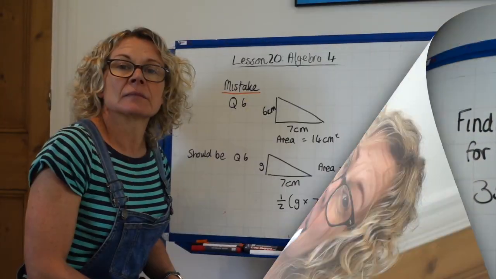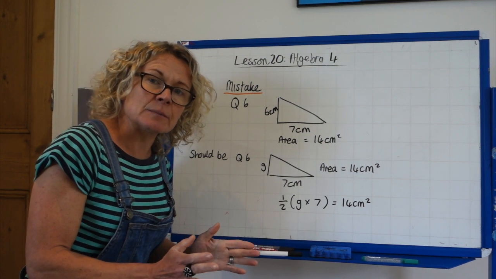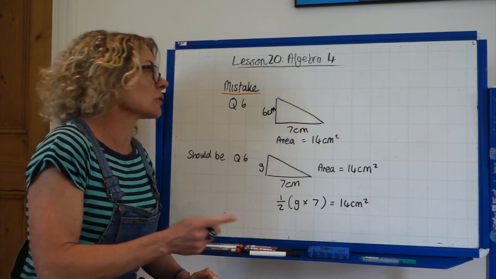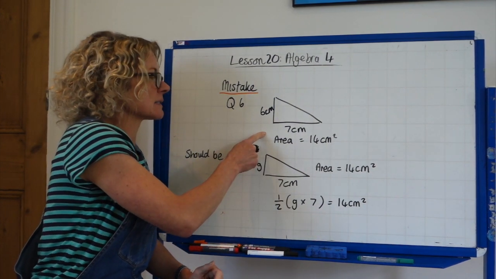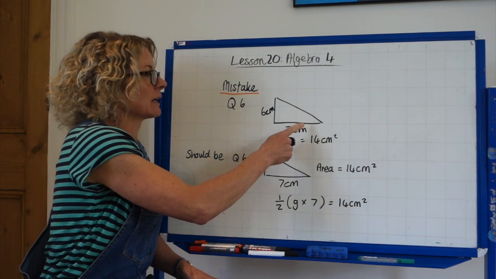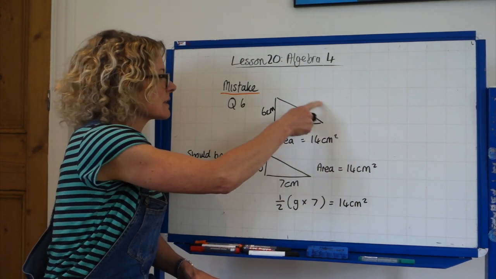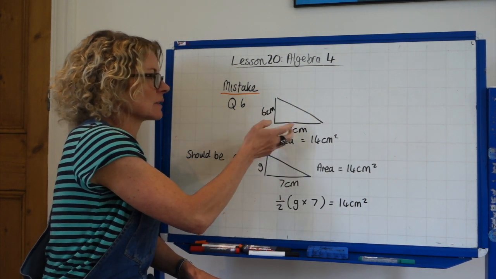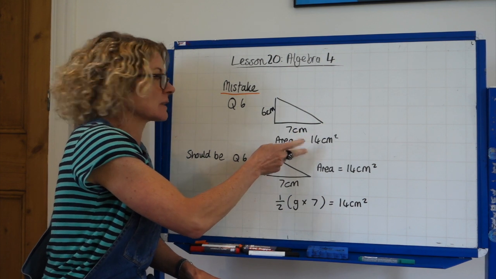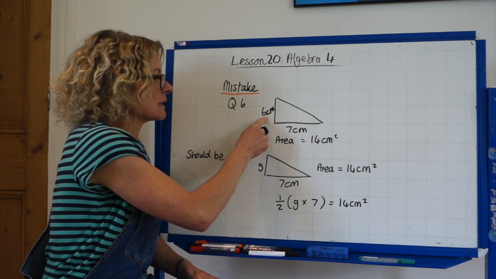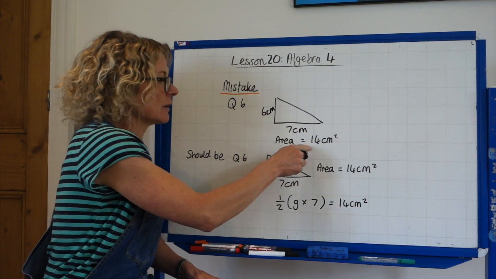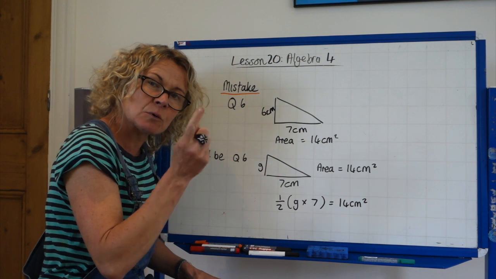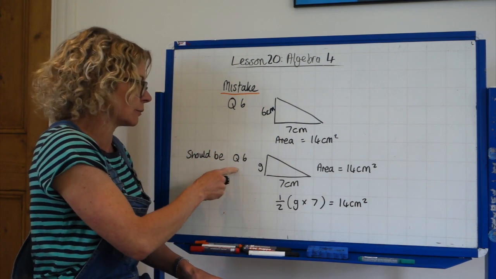Who spotted the deliberate mistake on the maths that I left you yesterday? I bet a few of you did, because you got to question 6 and it said this. It had a right angle triangle like this. Where was the algebra to solve in that question? The fact it's wrong as well is quite bizarre, but 6 centimetres here, 7 centimetres there, area of 14 centimetres. Where is the x? What are you solving? This is what you should have had for your question 6 on the board.